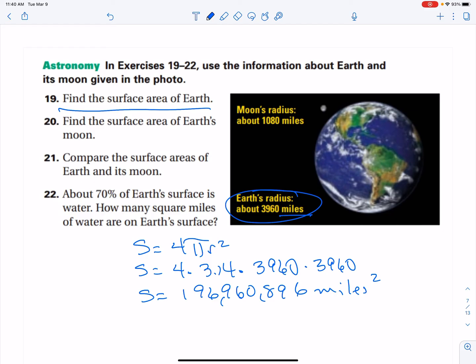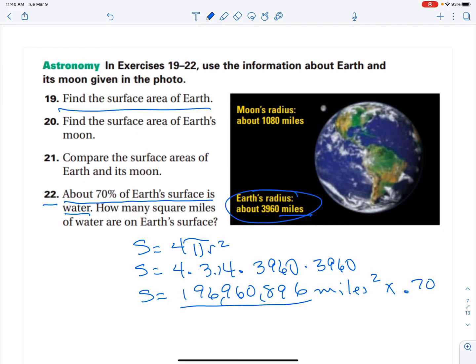Now, if we were to look at this last question, it's kind of an interesting thing. It says about 70% of the Earth's surface is water. So how many square miles would be water? Well, we know that in order to find a percentage of something, we're going to take this number right here, and we're just going to multiply by the decimal value of that percentage, which is 0.70 or 0.7. So if we were to take that big old long number and multiply it by 0.7, we would find out the amount of surface that is actually water of the Earth.